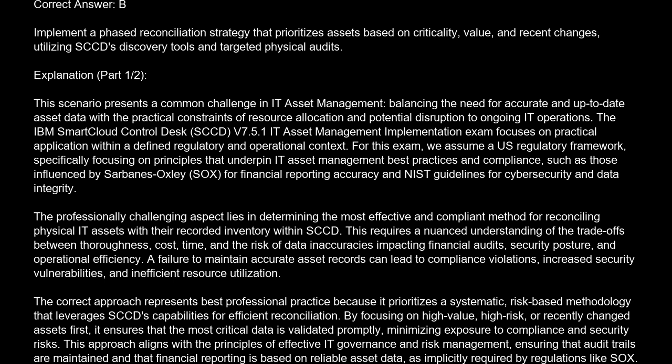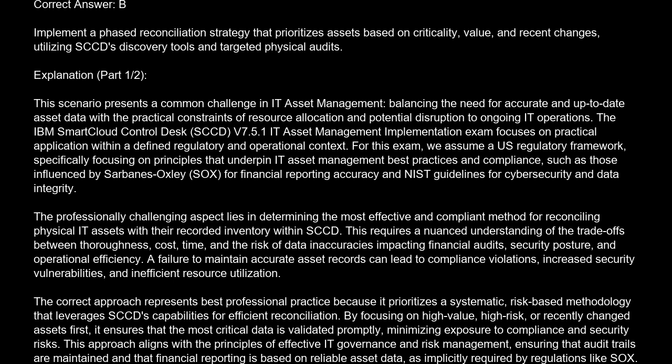For this exam, we assume a U.S. regulatory framework, specifically focusing on principles that underpin IT asset management best practices and compliance, such as those influenced by Sarbanes-Oxley, SOX, for financial reporting accuracy, and NIST guidelines for cybersecurity and data integrity. The professionally challenging aspect lies in determining the most effective and compliant method for reconciling physical IT assets with their recorded inventory within SCCD. This requires a nuanced understanding of the trade-offs between thoroughness, cost, time, and the risk of data inaccuracies impacting financial audits, security posture, and operational efficiency.